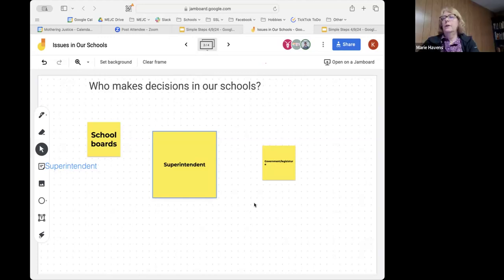Yeah, and it depends on what kind of decisions you're talking about. If you're talking about funding decisions, that's one bucket of people. And if you're talking about decisions about how things run in a particular school, then you're getting down to, say, the principal level and the administration within a particular school.